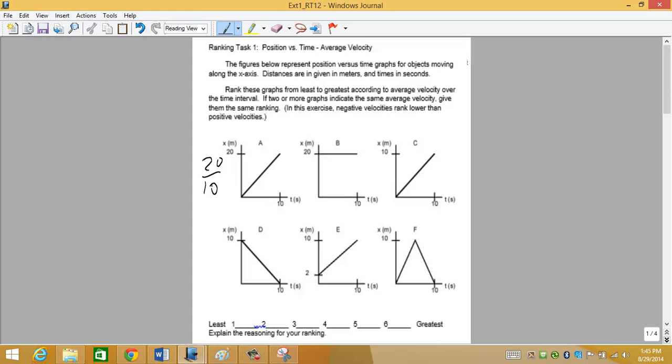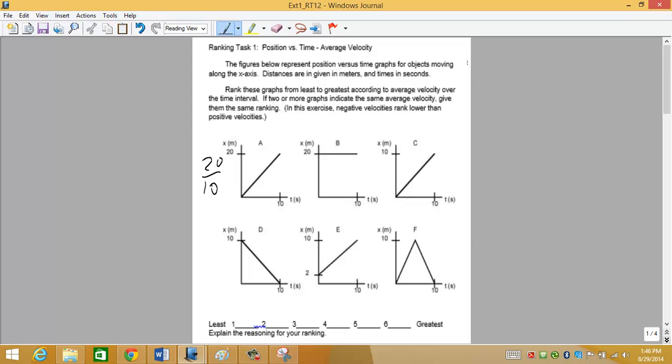For B, notice what's going on in B. It is a straight line. It's not a diagonal line. It's a horizontal line. What's the slope of a horizontal line? 0. Do you have an inkling that the average velocity might be 0? Again, it never hurts to actually put yourself in the mind, how would you have to be moving to create this kind of a graph?